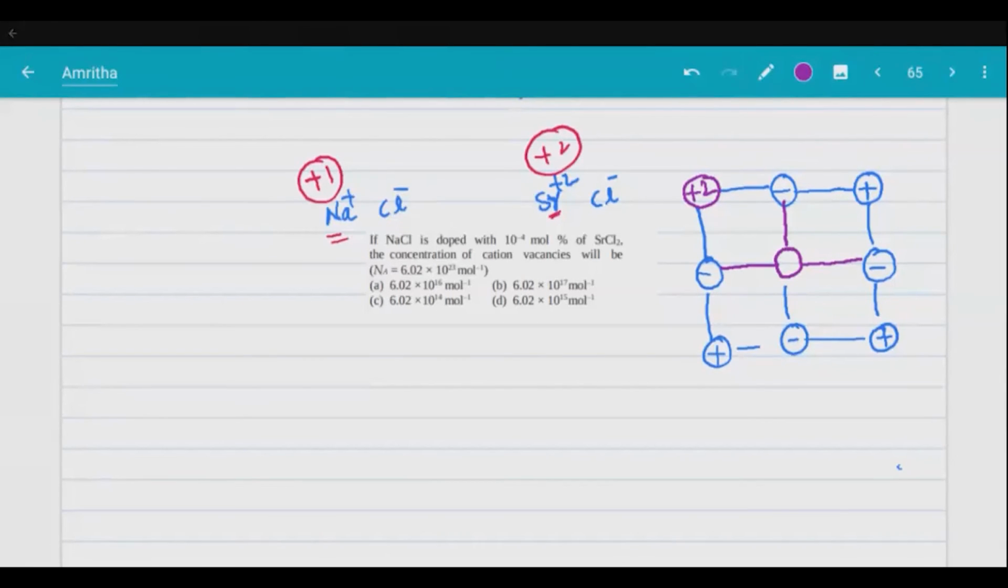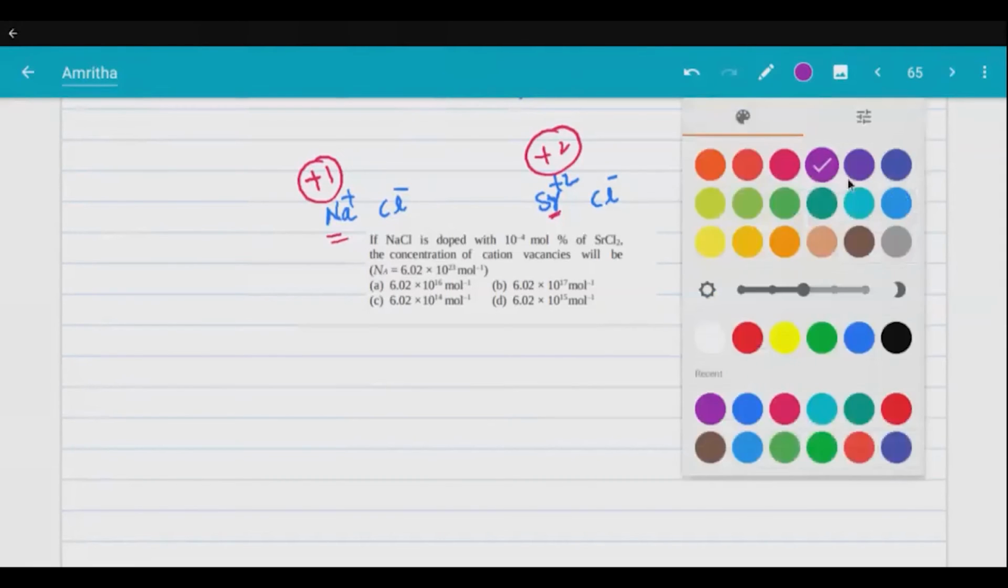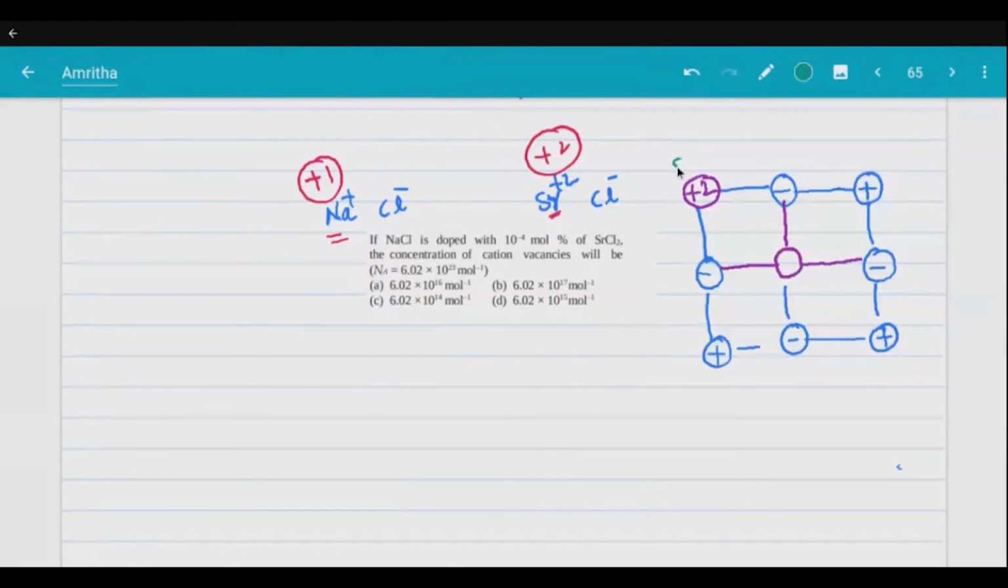But I doped with SrCl2, right? So Cl minus doesn't make any difference. The Cl minus position is fine, but Sr+2 makes a difference. Let us say this is Sr+2. How many vacancies are there here? There is one vacancy. So the number of Sr+2 is equal to the number of, this must be cationic, right? It has to be cation because we removed 2 plus charges and replaced them with 1 plus 2. So the number of cationic vacancies.